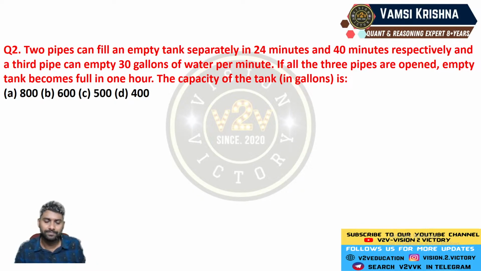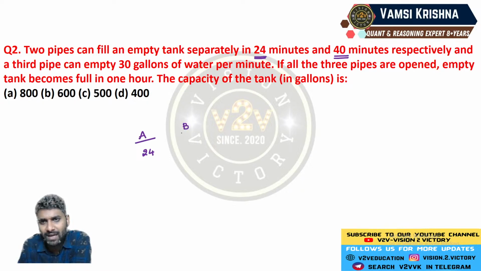Question number 2, pipes and cistern concept. Two pipes can fill an empty tank separately in 24 minutes and 40 minutes. Let me take an assumption: tap A takes 24 minutes to fill the tank, and tap B takes 40 minutes.